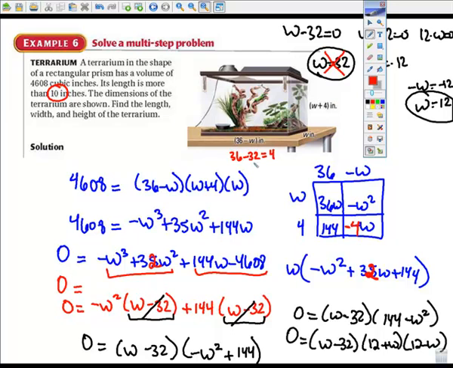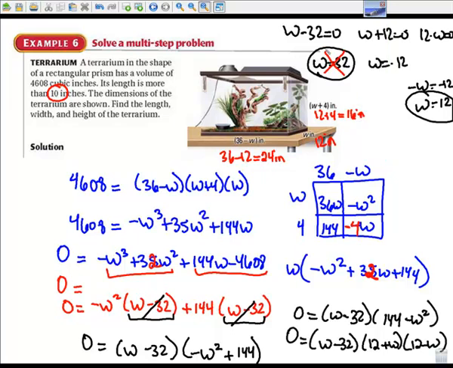So when I use the 12, I end up with 36 minus 12 is 24 inches. The width is 12 inches. And the height is 12 plus 4, or 16 inches. So those are the dimensions. So even though I did get two positive answers, and I know I can't use a negative, I cannot use the width of 32 because then that would make the length less than 10.